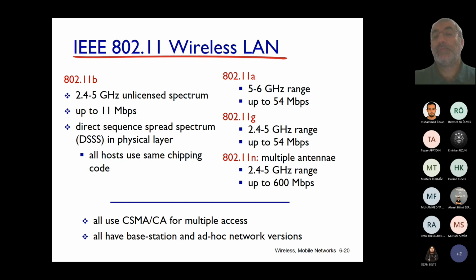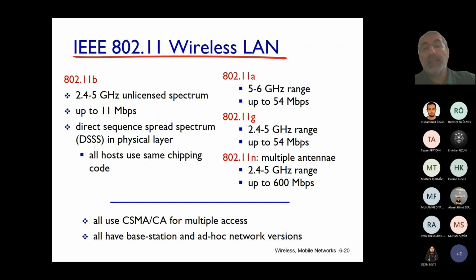Later on, the wireless LAN Wi-Fi standard evolved. So we have different standards: 11a, which can operate only in the 5 to 6 gigahertz range, but now the data rate is increased from 11 to 54 megabit per second. And then we have 802.11g, which operates in both 2.4 gigahertz as well as the 5 gigahertz band, and the data rate is up to 54 megabit per second.